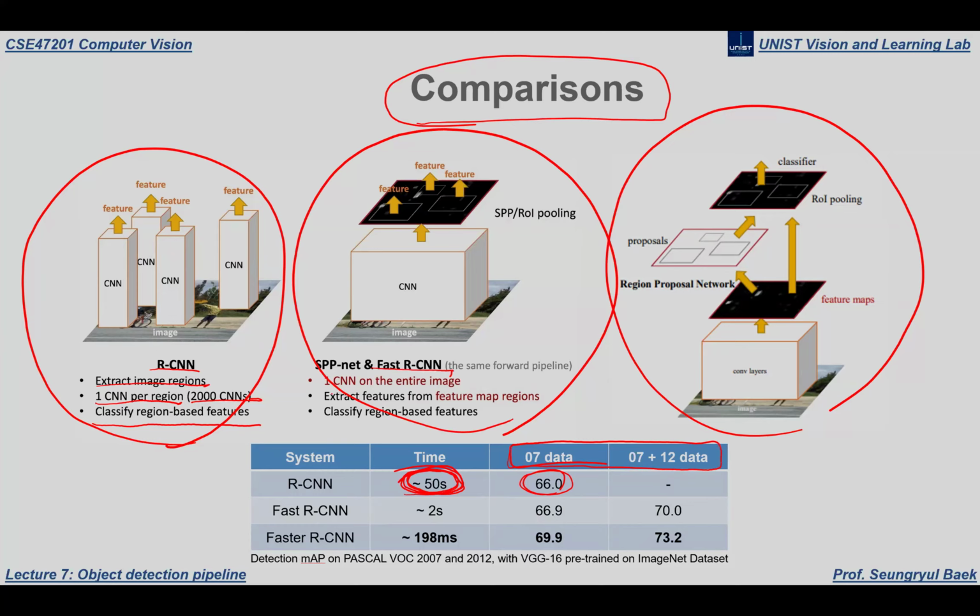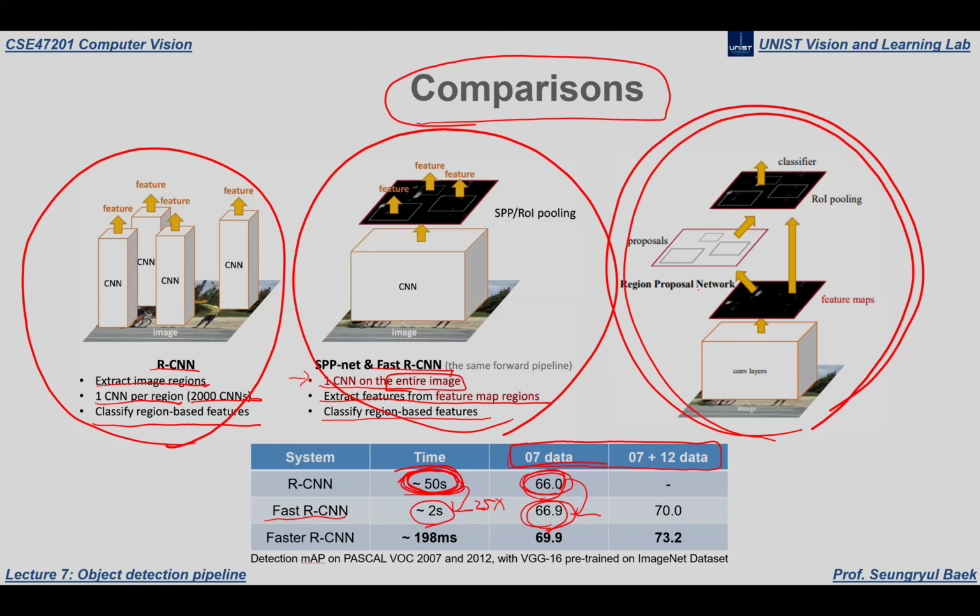And Fast RCNN applies one CNN to the entire image, extracts features from feature map regions, and then classifies those region-wise features. So thanks to this scheme, we are greatly reducing the time. Fast RCNN takes only a few seconds, so almost 25 times improved. And slightly, their accuracy is becoming more robust. Compared to the 63%, almost 1% improved.